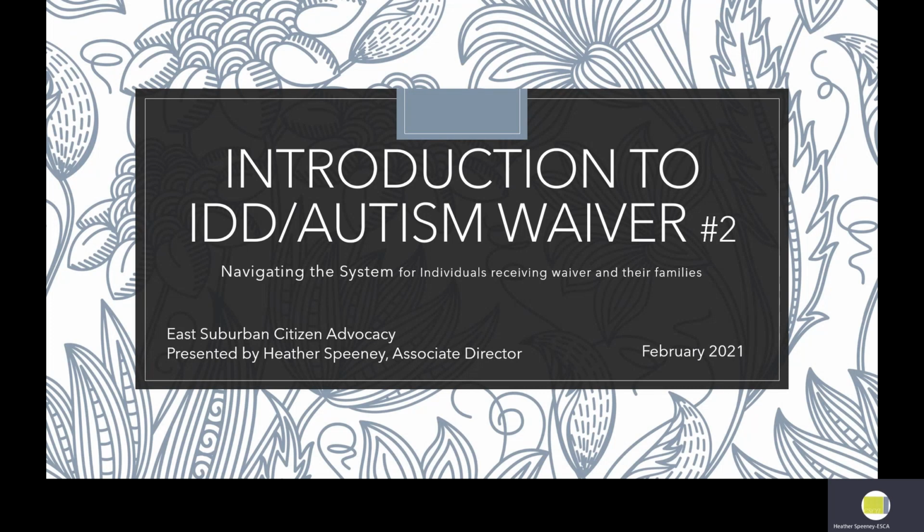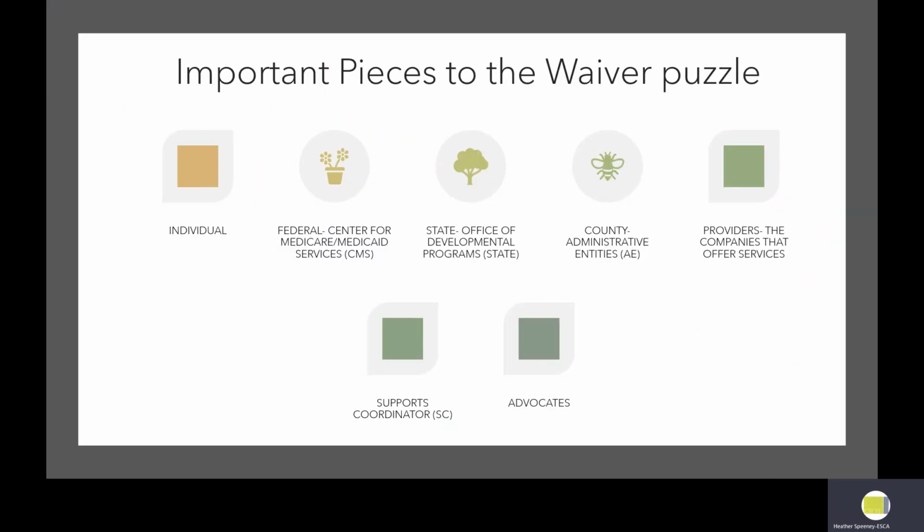Today's topic is navigating the system. We hope that you find this informative. This slide shows the main components of the waiver system from the individual, federal, state, county levels, providers, support coordinators, and advocates. Let's look at each one individually.